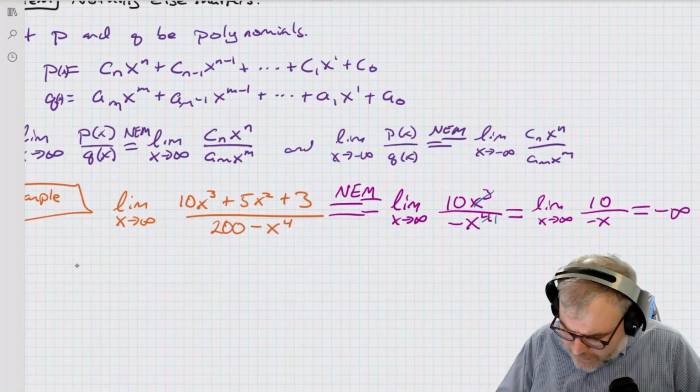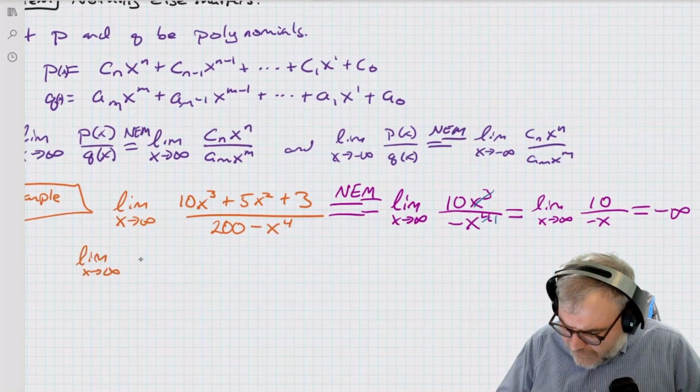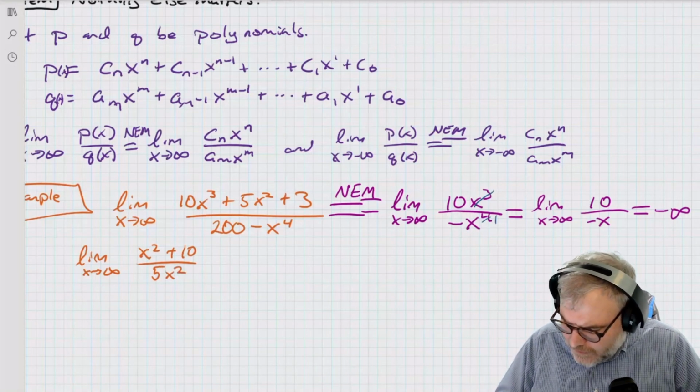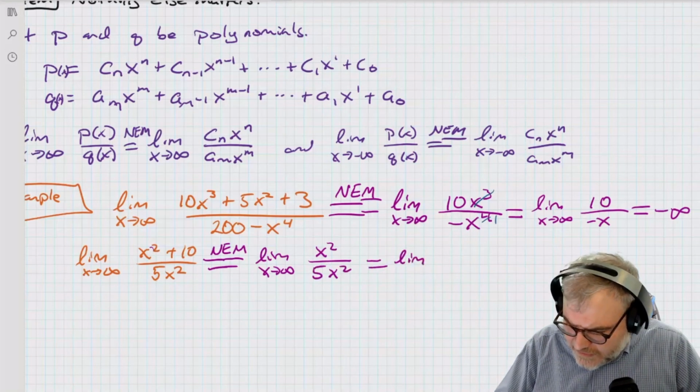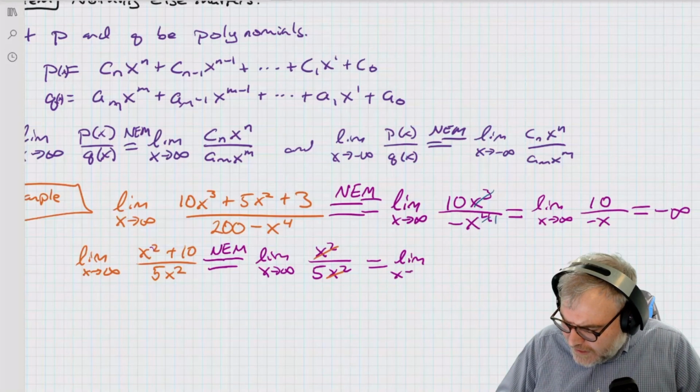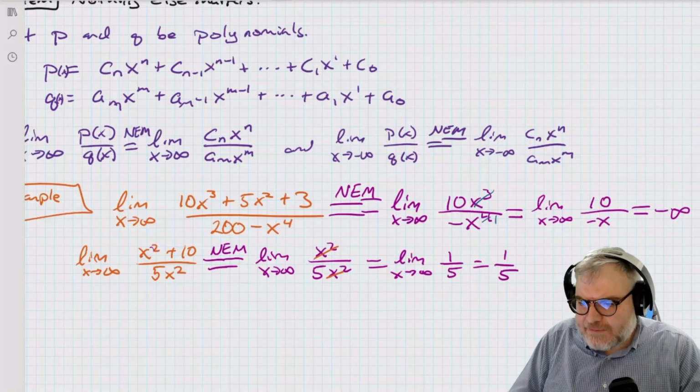For another example, let's do the limit as x goes to infinity of (x squared plus 10) over 5x squared. Nothing else matters, so I just want the top term. This would be x squared over 5x squared. Those x squareds will cancel, and I wind up with the limit as x goes to infinity of 1 over 5. And that just equals 1 over 5. How do we feel about that last one?